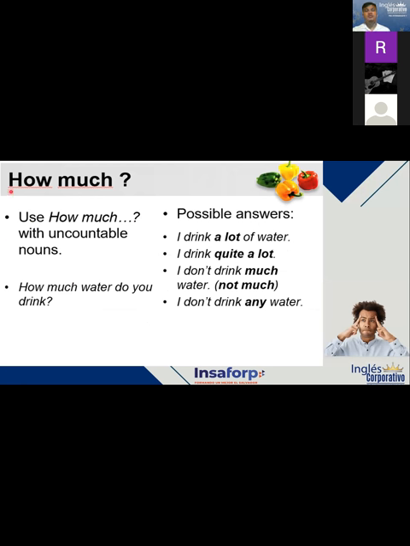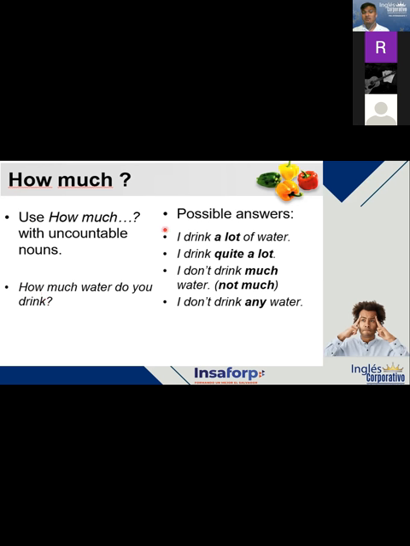So let's move on to the use of how much. How do we use how much or what does how much mean? ¿Qué significa how much? How do I use it? ¿Cuánto? Okay. So it means cuánto with the difference, con la diferencia que lo vamos a utilizar únicamente con uncountable nouns. Siempre uncountable nouns. For example, we have how much water do you drink? How much water do you drink?